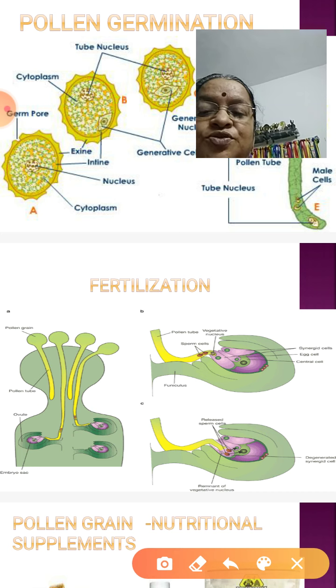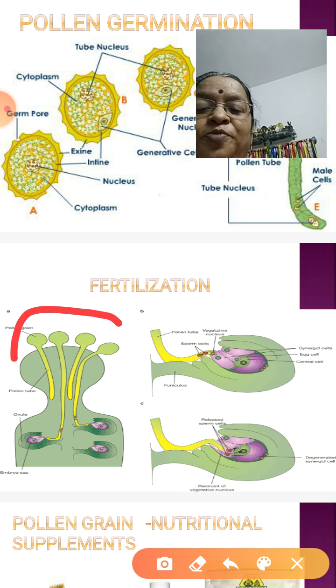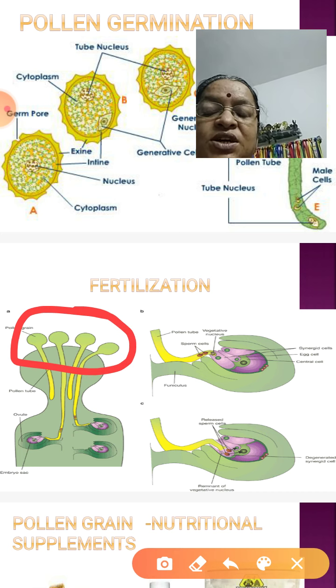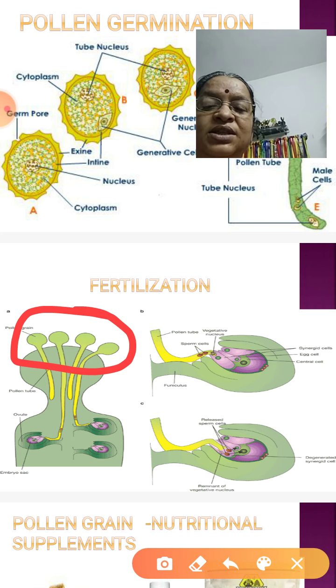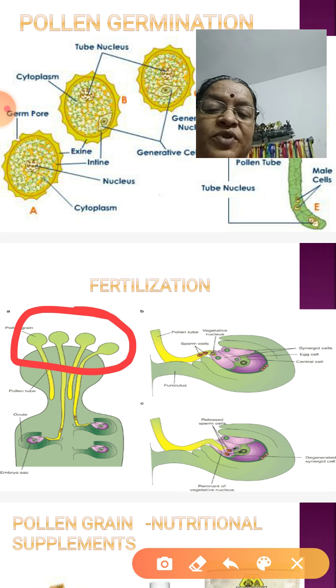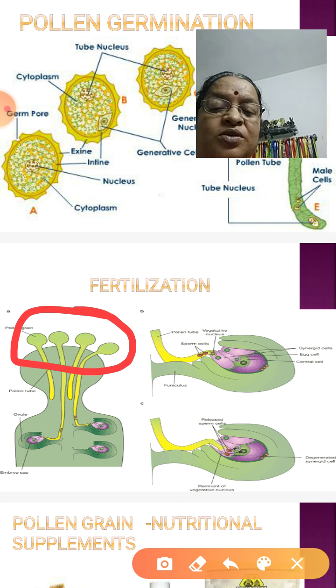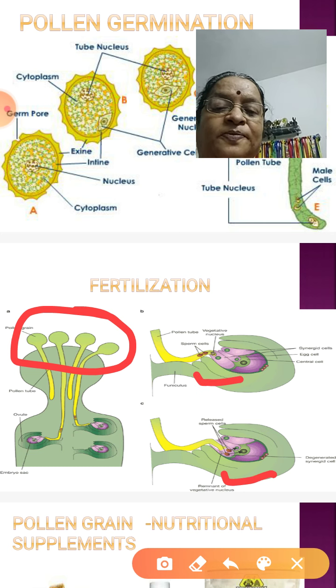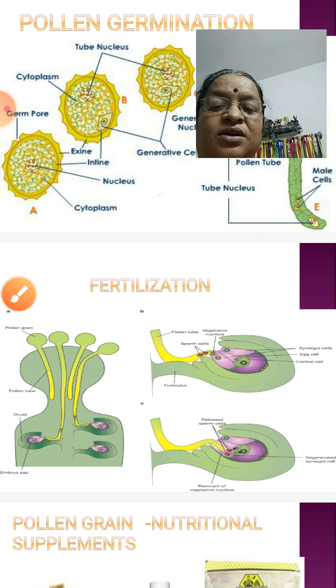This picture shows a number of pollen grains that have reached the stigma, and you can see the pollen tubes have grown out, germinated out, and then the male gametes are going into the various ovules. There are many ovules in this flower, and they're going to get fertilized now. In these you can see the male gametes entering into the sac, right?